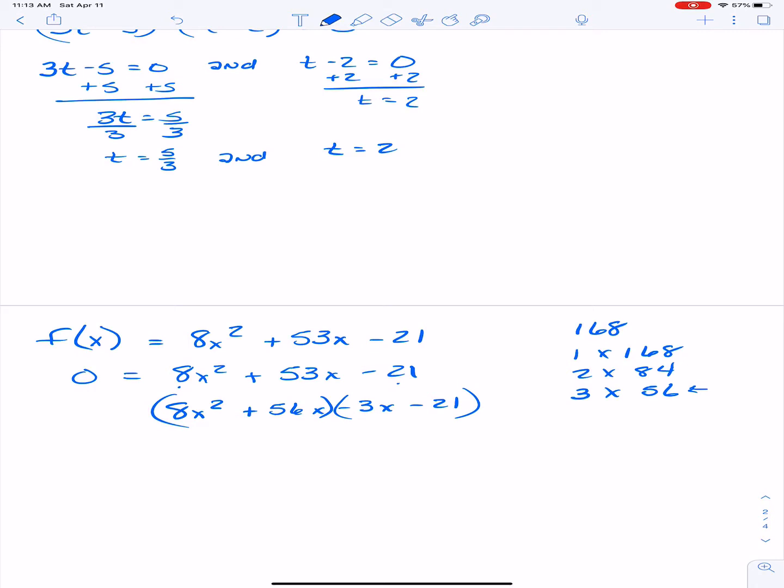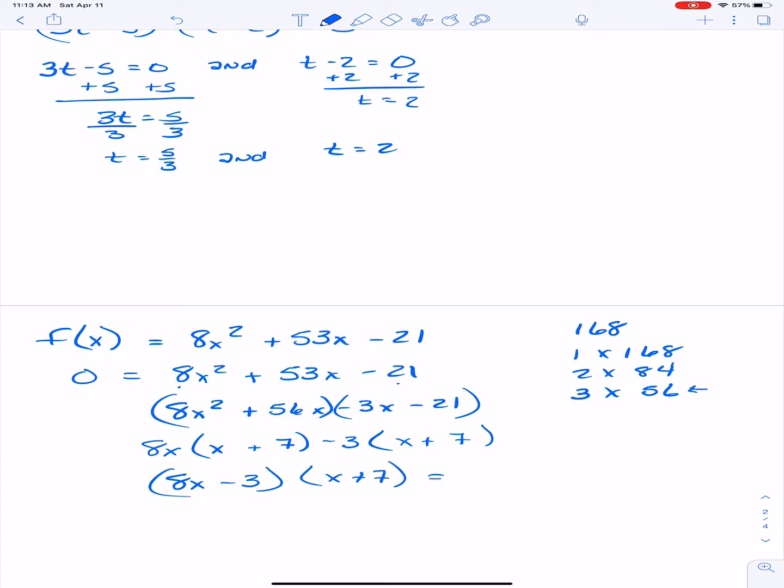Well, 8x squared and 56x have 8x in common. So I'm going to take that greatest common factor out. That's going to leave me x plus 7. Because I know this binomial is factored correctly, I can bring that over here, and I need to take out a negative 3 so that it matches the binomial above. So now I have 8x minus 3 times x plus 7.